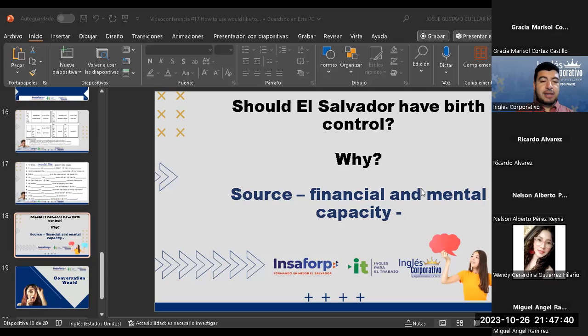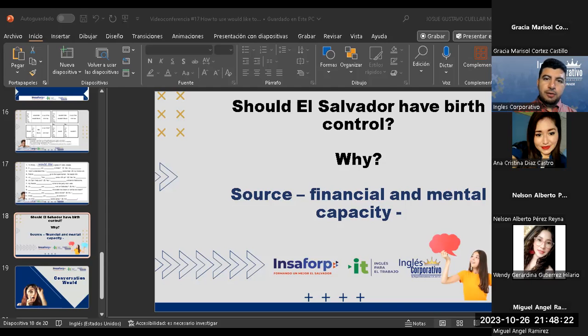And Christy. Okay, Christy. If it is necessary to have control to avoid overpopulation and reduce unemployment and other economic factors. Thank you. As you mentioned, we can avoid different aspects or problems here in El Salvador. As you mentioned, overpopulation, unemployment, traffic, could it be quality of life? In different aspects can be reduced by doing something like this.